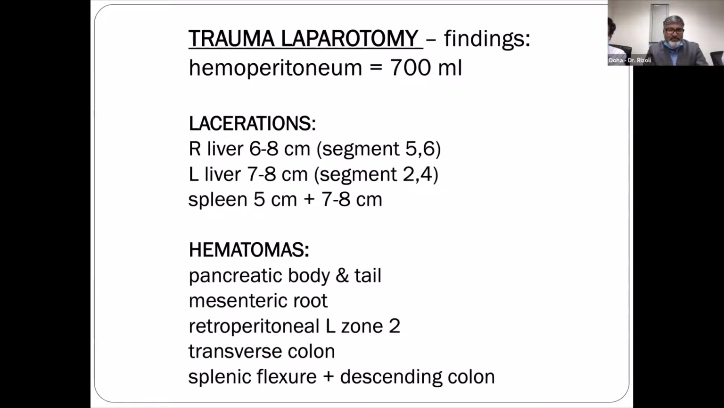And the spleen also showed multiple superficial lacerations. One of them was on the medial side of the spleen, again oozy. Not actually bleeding much. And there were lots of hematomas in different organs. On the lesser sac side, we saw that the pancreas had hematomas around the body and the tail. There was a big hematoma in the mesenteric root, but the bowel did not show any discoloration. The retroperitoneum on the left side in zone 2 showed a big hematoma, and the transverse colon, splenic flexure and the descending colon showed multiple hematomas.